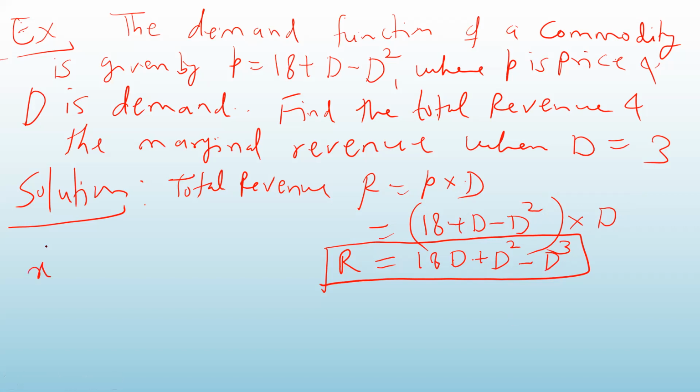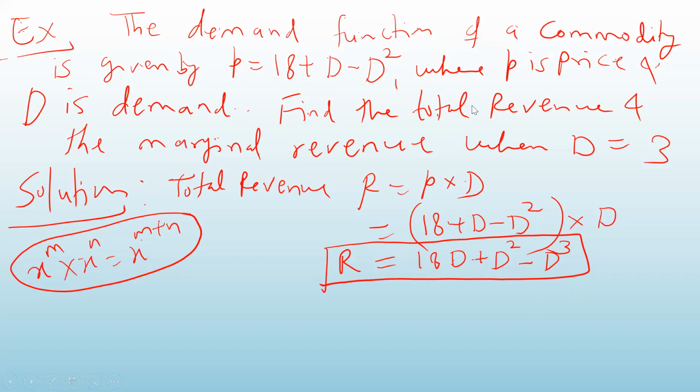Which formula am I applying? X raised to M into X raised to N is X raised to M plus N. When you multiply two terms of the type X raised to M into X raised to N, when the base is the same, the powers will be added. So here the power of D is 2 and here it is 1. So 2 plus 1 will give you 3. So revenue R is this.